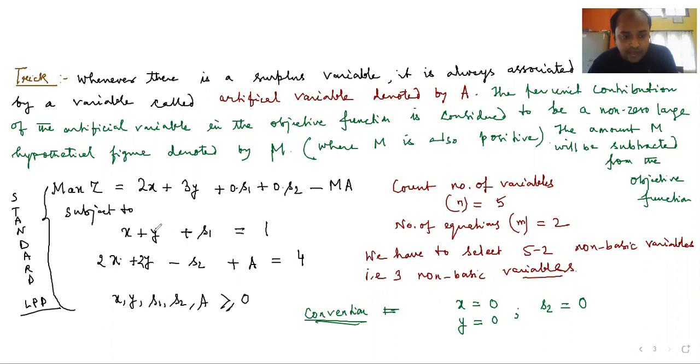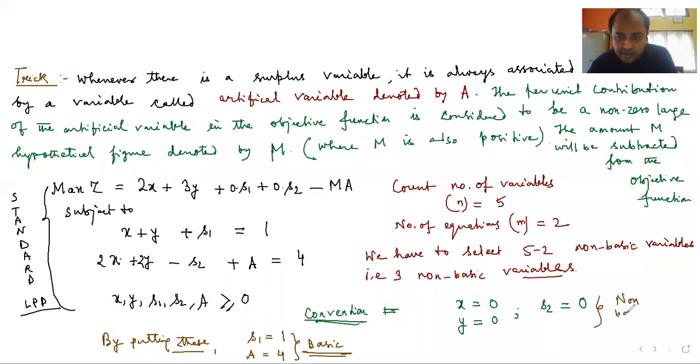If I put x and y equal to 0 over here, and S2 equal to 0 over here, then by putting these, we get S1 equal to 1 and A equal to 4. So these are basic variables. These are called basic variables, and these are called non-basic variables. Now, in the basic variables, we do not have any trace of the original variables.